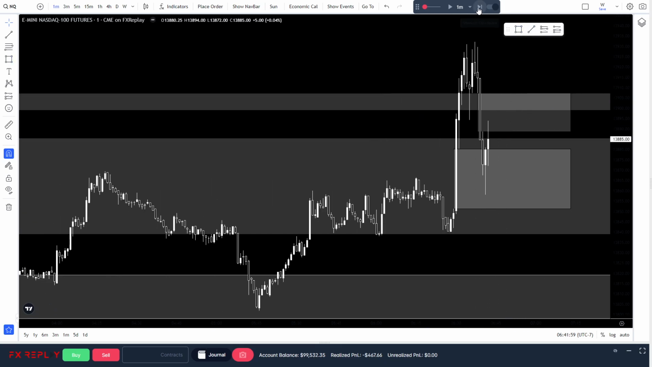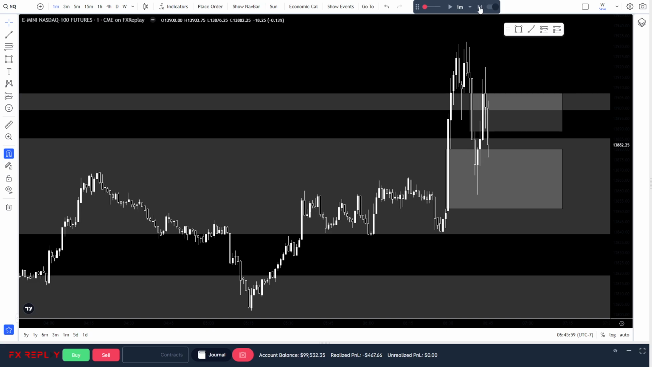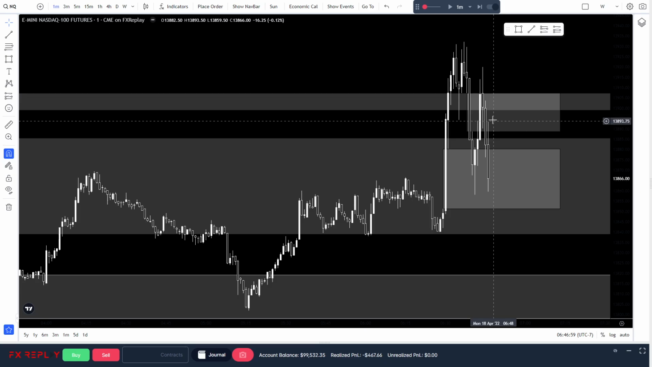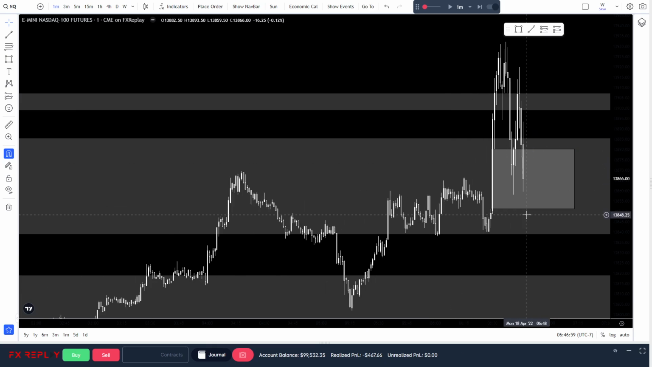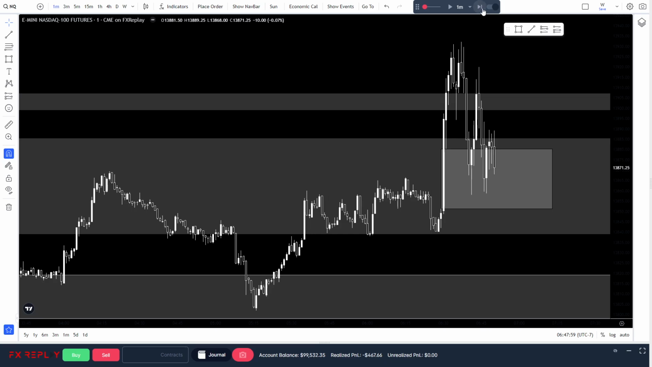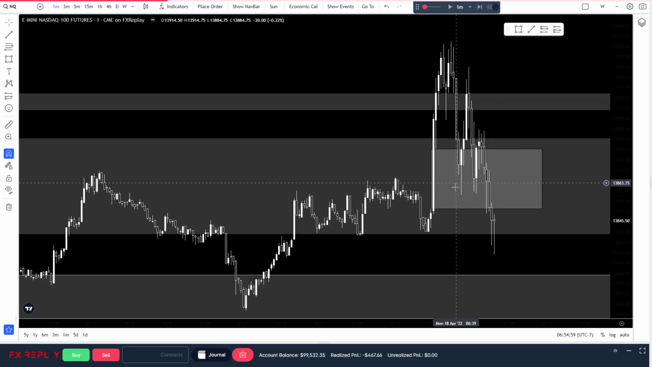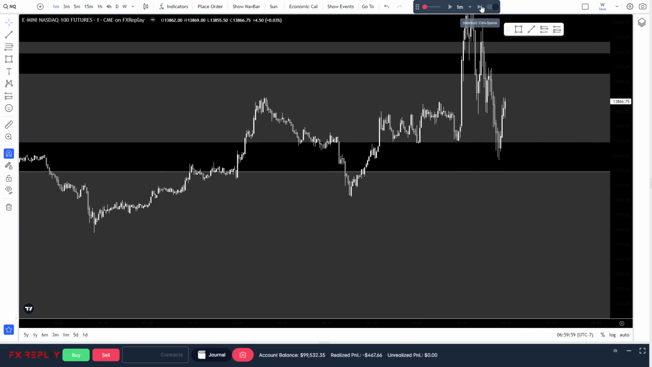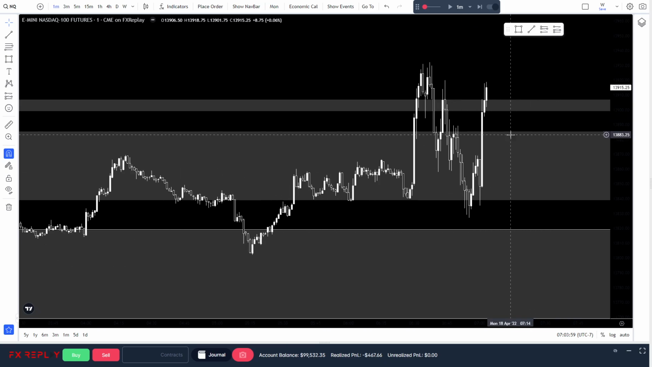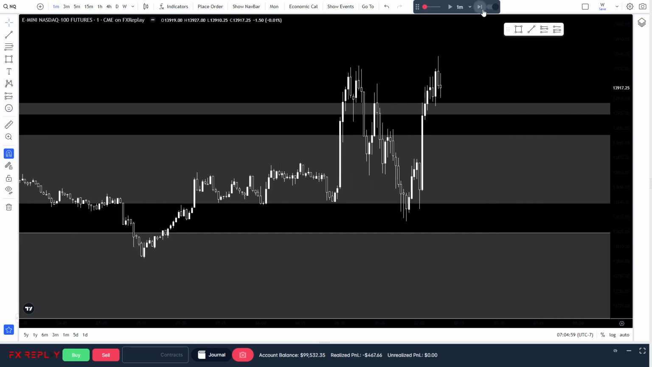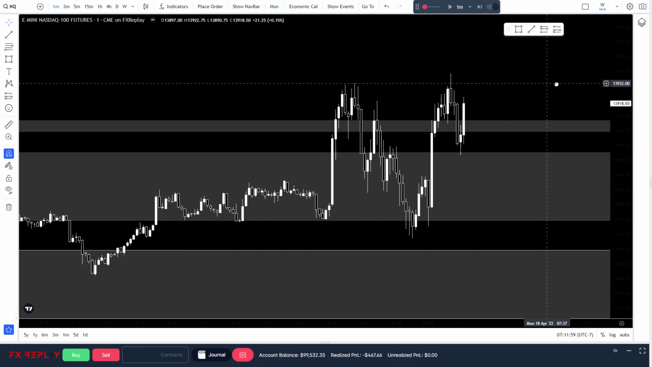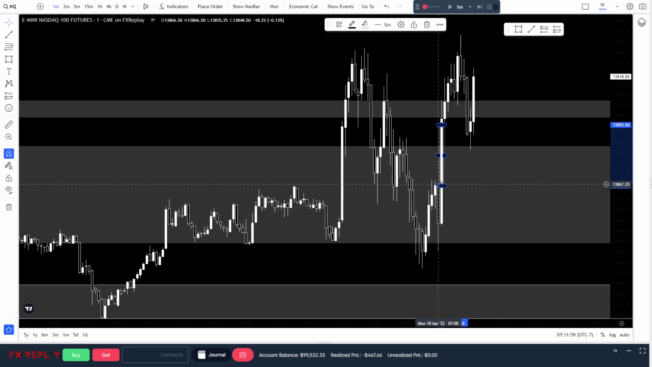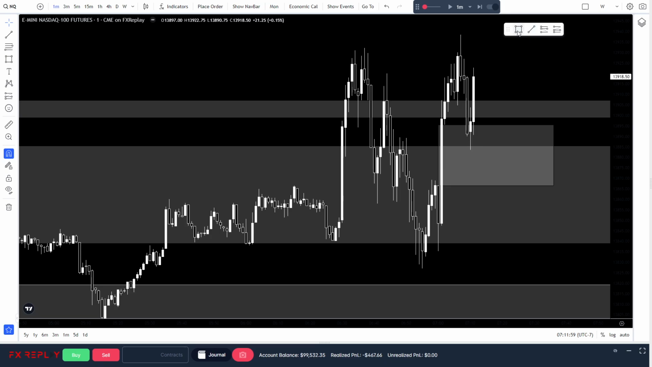Okay, well we didn't get it. Did not close above. Alright, so inverse that to the downside. Let's see what we get here. Swept these lows. Let's see if we get a retracement into. Oof. Now that's an entry right there. It is an entry. Strong momentum.